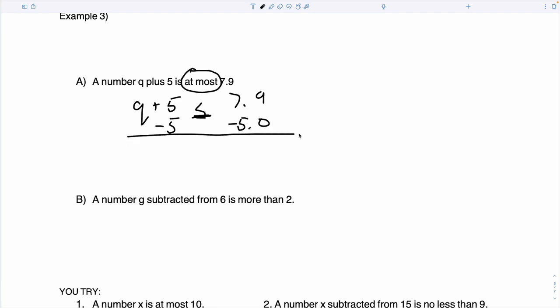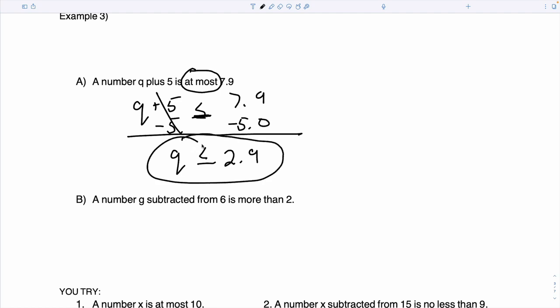7.9. Let's solve for it now, and let's subtract by 5. Q is... Do I flip the sign here? I did not multiply or divide by a negative. Sign stays the same. Q would be less than or equal to 2.9.